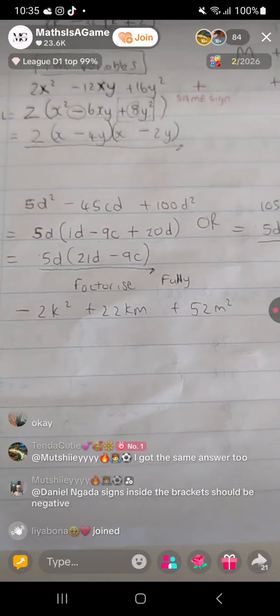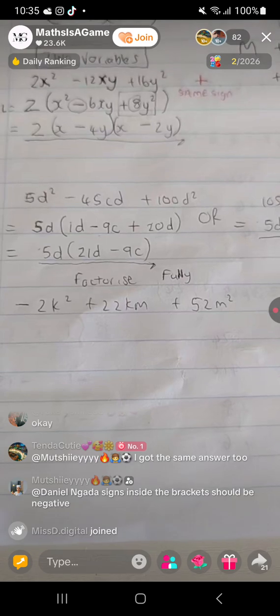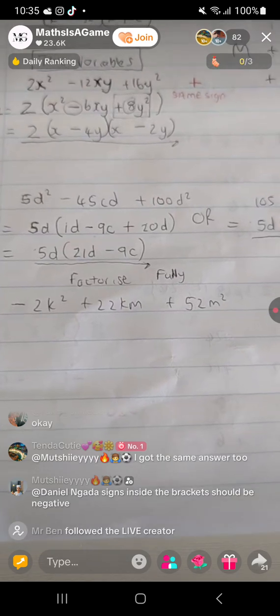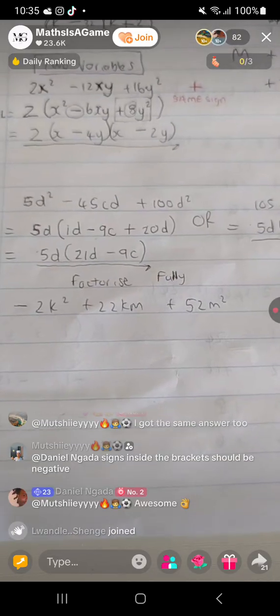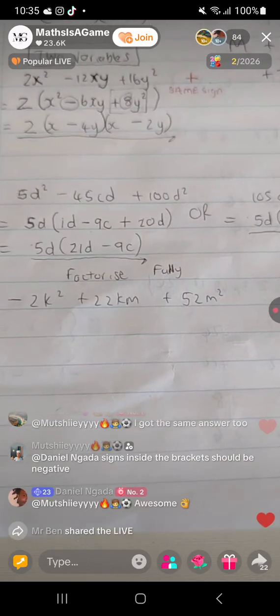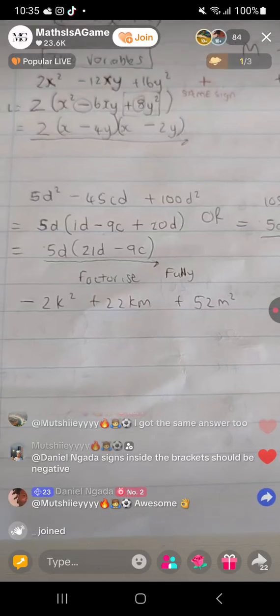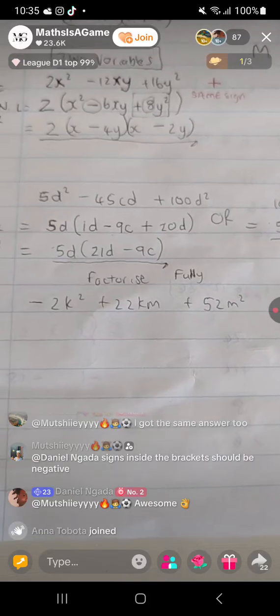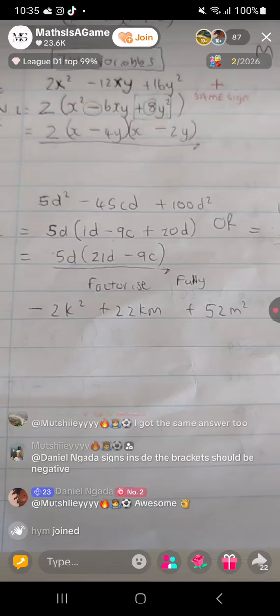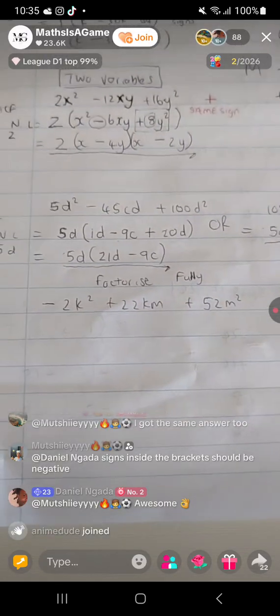Okay, definitely the maths is flowing there. Yeah, Mushida is helping out Daniel. Yeah, be careful there with the signs. Remember, when you take out a negative sign, it will affect everything inside the bracket. The signs change inside the bracket, right?